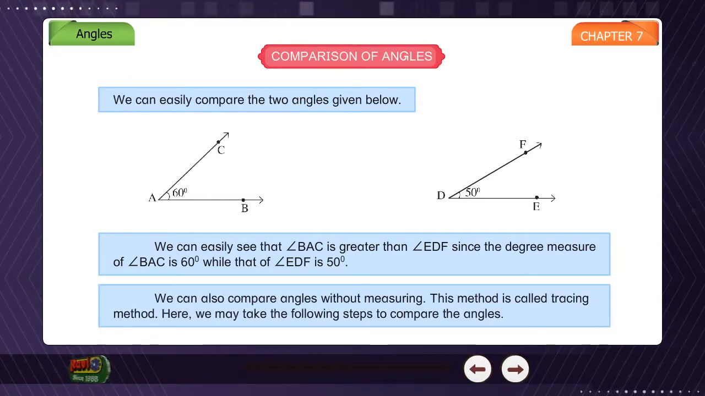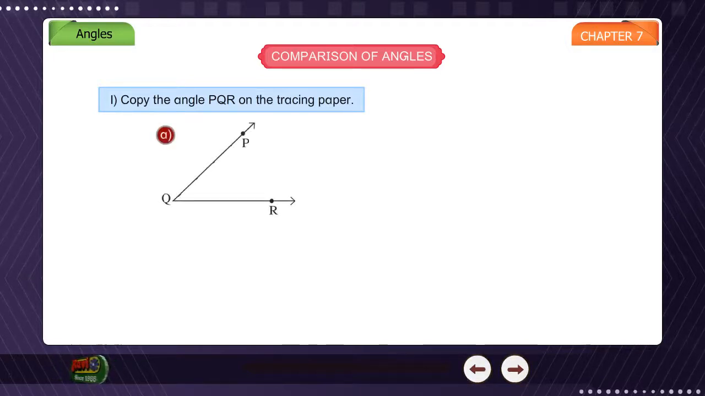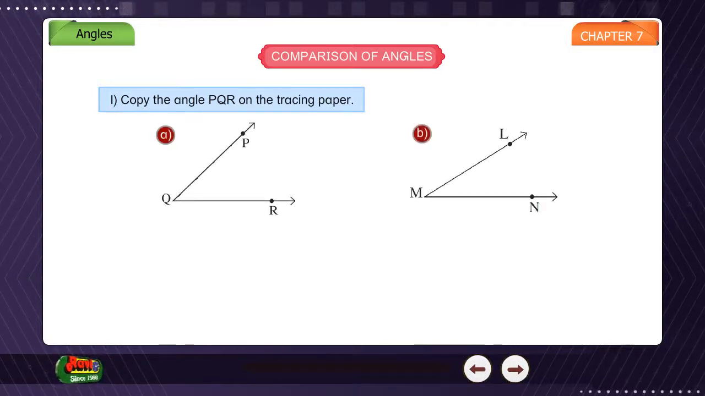We can also compare angles without measuring. This method is called the tracing method. Here, we may take the following steps to compare the angles. 1. Copy the angle PQR on the tracing paper. Angle PQR and angle LMN.